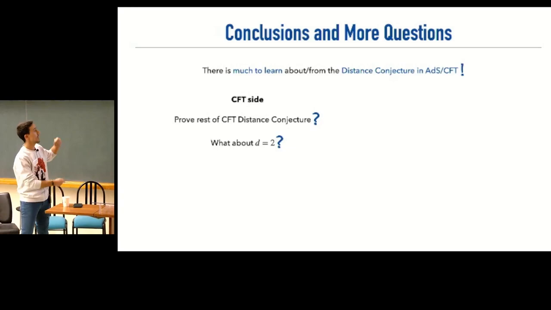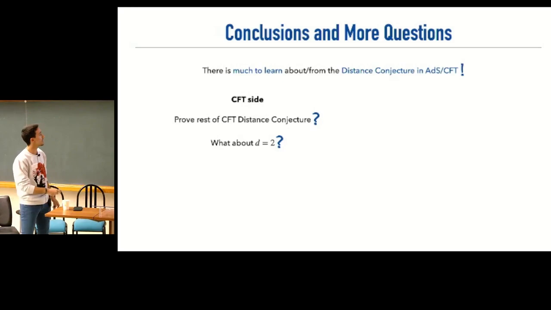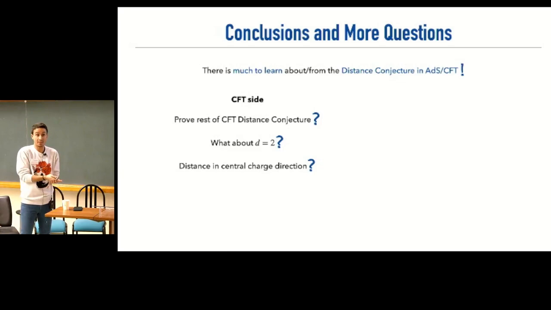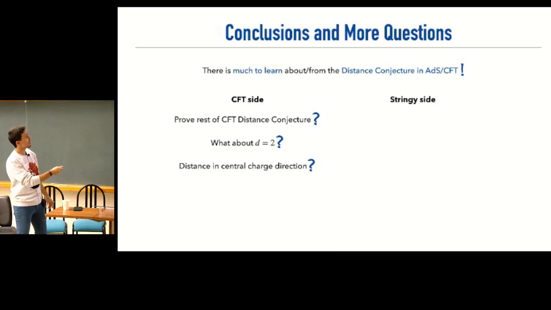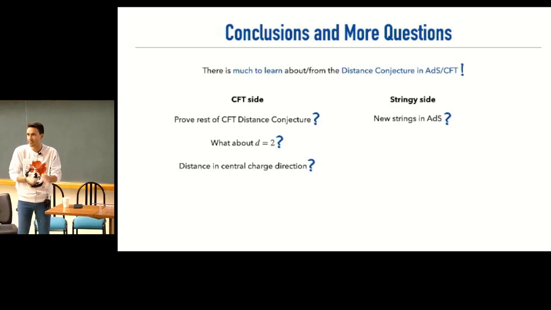The setup is very different, but one can try also to understand it. Can you define a distance in the central subdirection? Because I said that this is what I was missing. In order to get everything from the CFT, it would be nice to have it. And from the stringy side, one can ask whether there really exist new strings in the bulk, and then prove it, and just give some clues.